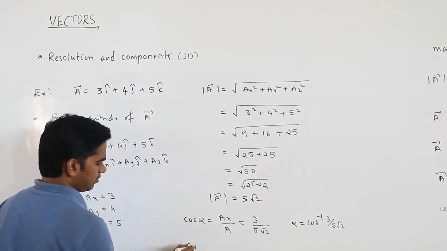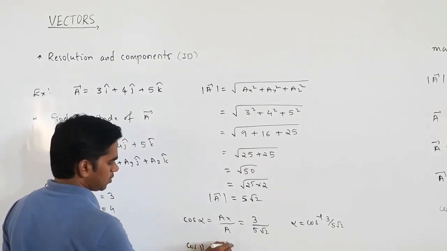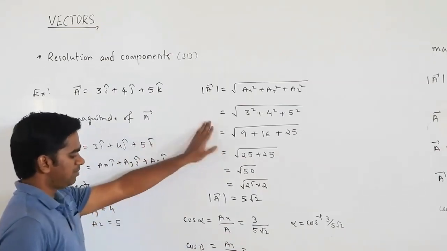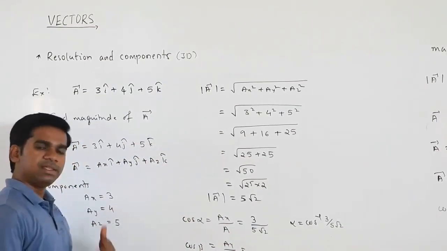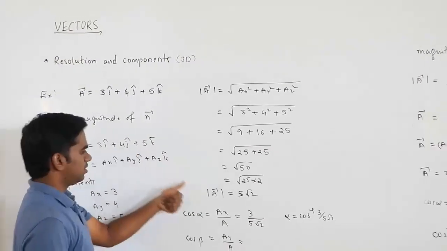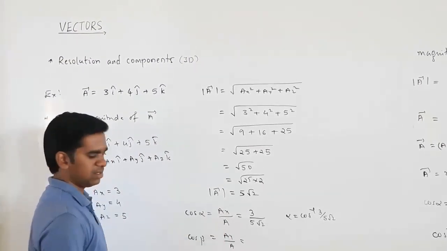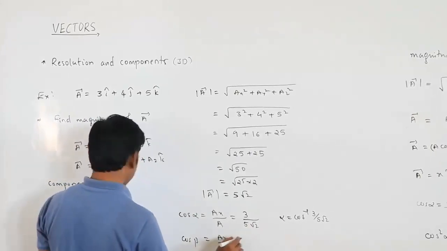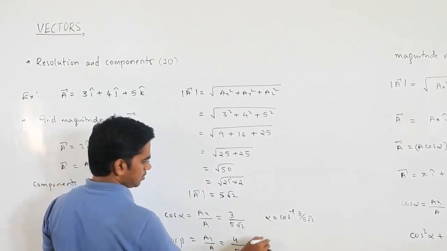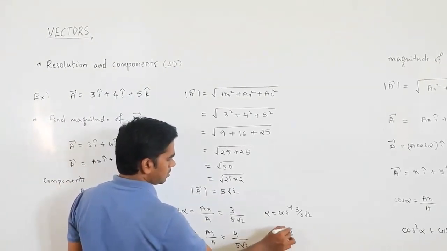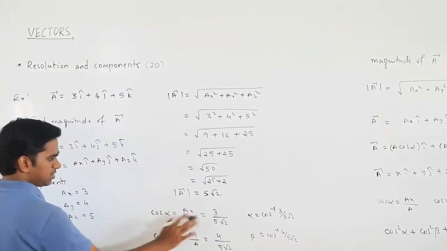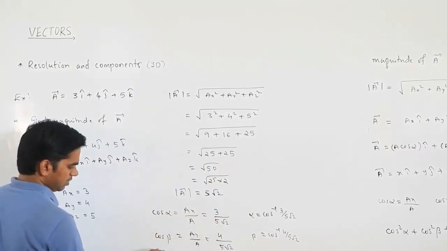If they ask the beta angle, then Ay divided by A. If they won't ask the magnitude and are asking only alpha, beta, gamma, then also you have to find the magnitude, because A is required here. So here Ay is 4, so 4 divided by 5 root 2. So beta is cos inverse of 4 by 5 root 2. I am not going to cancel anything, so we will write it as it is.